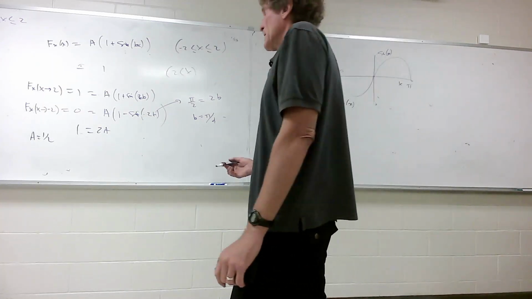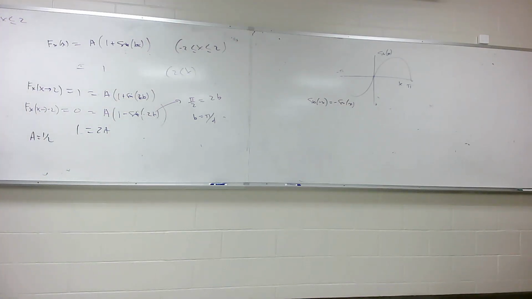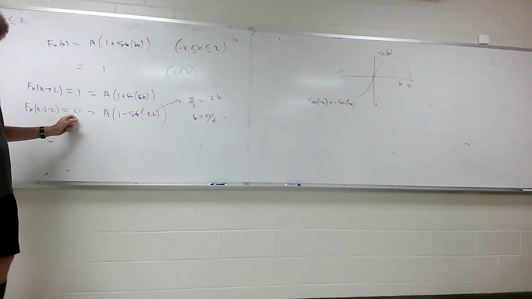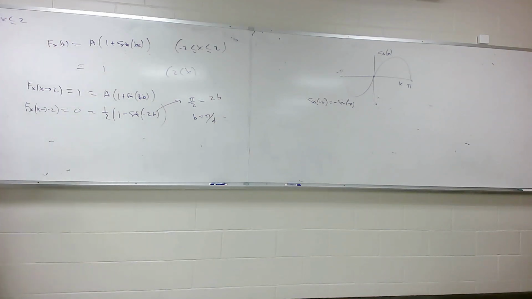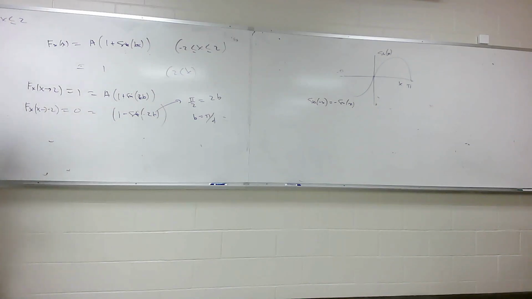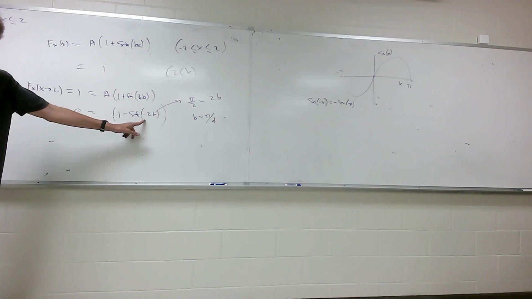Sure, I'll explain it one more time. What I'm doing here is using these two conditions to evaluate both A and B. To evaluate A, I just add them together, and I can see I'm going to have 1 on this column, and 2A on this column. Now, if I take a look at the second part, I can go down here. I know that this is 0, and I know A is equal to 1/2. We can multiply both sides by 2, get rid of that. Now, I know the only way this is going to be 0 is if the sine of 2b is equal to 1.